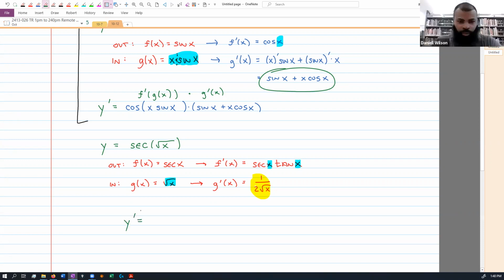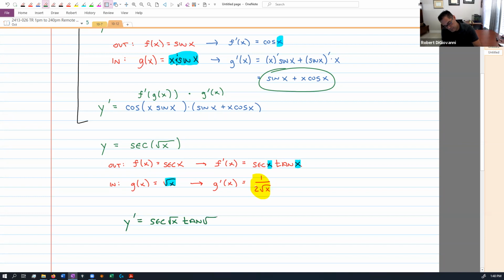All right. So y prime equals secant root x, tan root x, times 1 over 2 root x. There you go. That's it. Oh, that's really cool.